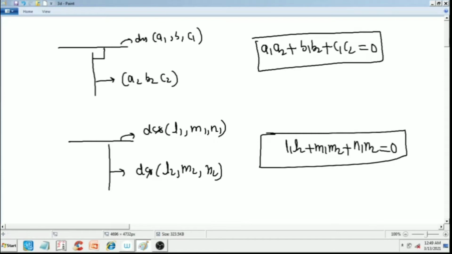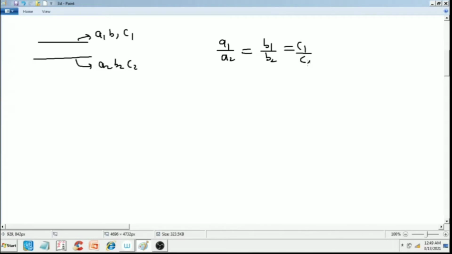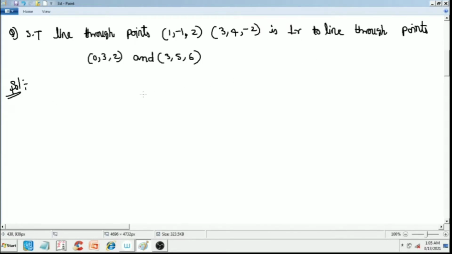Okay, next, we have one line whose DRs are A1, B1, C1 and one more line parallel to it, with DRs A2, B2, C2. Then the parallel condition is A1 by A2 is equal to B1 by B2 is equal to C1 by C2. Okay, we have a question here.